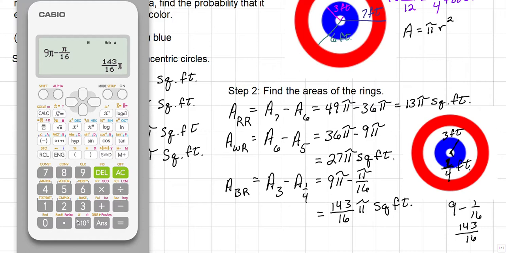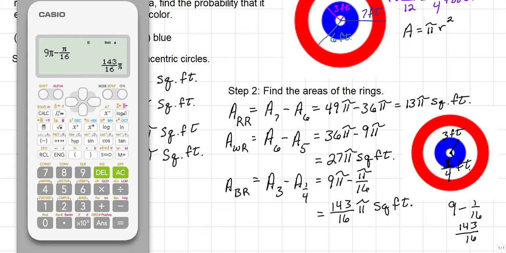Now, yes, I can convert it to a decimal if I press this SD key, but that's not going to keep me as accurate as I want to be. I want to wait until the very end of my calculations to do any conversions from these accurate measurements to these decimal equivalents.